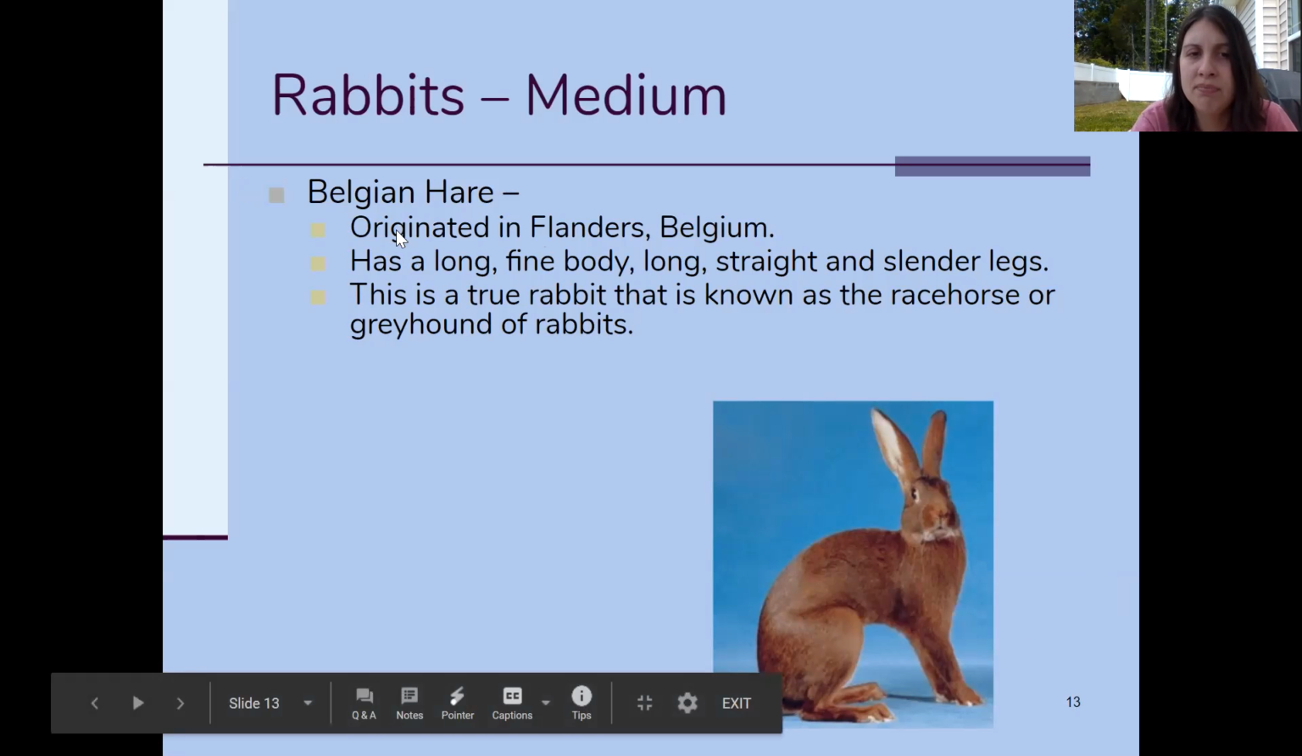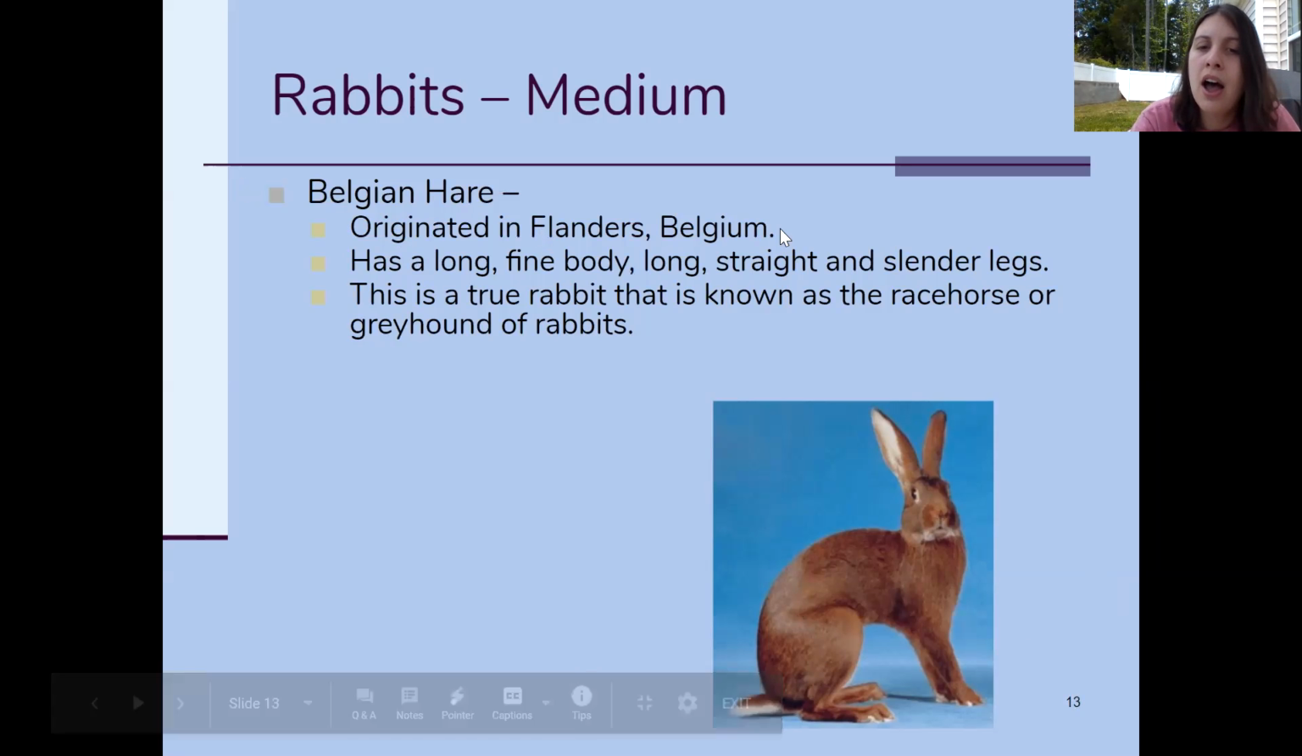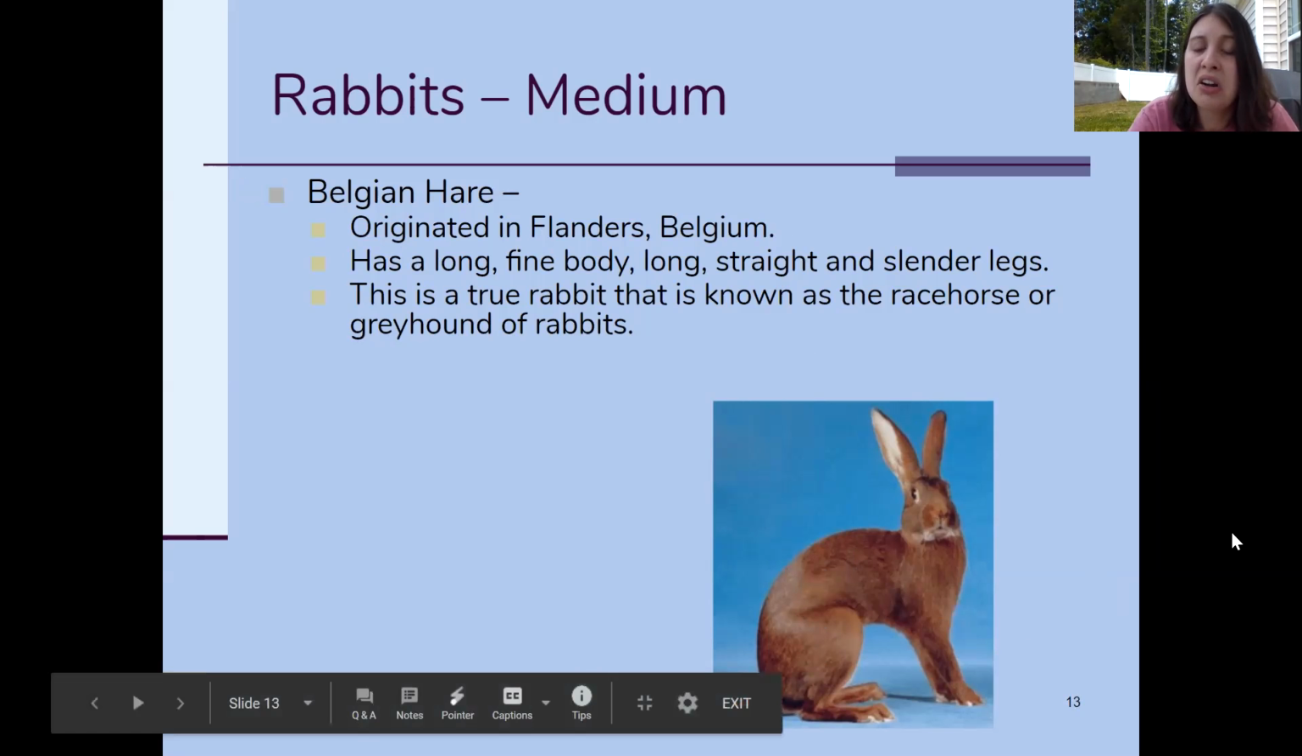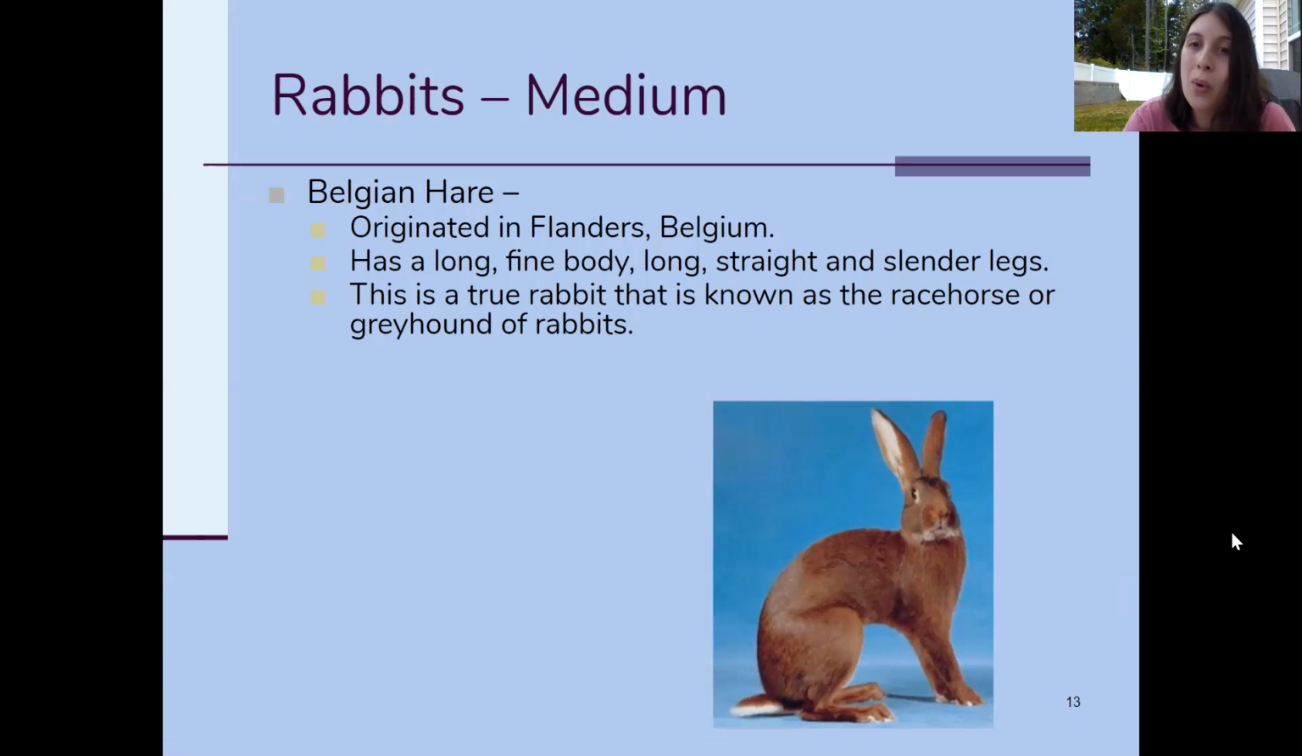So the Belgian hare originated in Belgium, but it's like a rabbit used for racing because, I mean, why not? Why not try to race rabbits? This rabbit is commonly called the racehorse or the greyhound of rabbits because y'all remember when we talked about greyhounds, we talked about how they were really common in racing, like down in Florida. Before it was thankfully outlawed because they weren't kept in the best of conditions.